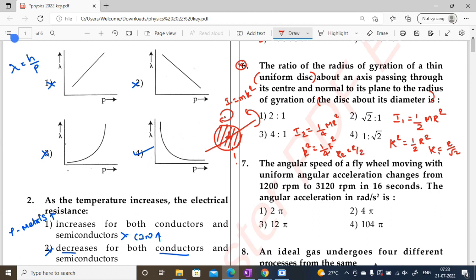And when you try to solve for the ratio, guys, r by root 2 divided by r by 2, it is very clearly the answer is root 2 is to 1, because r by root 2 divided by r by 2, and the root 2 goes to the numerator. Somewhere I'm getting this answer, right?